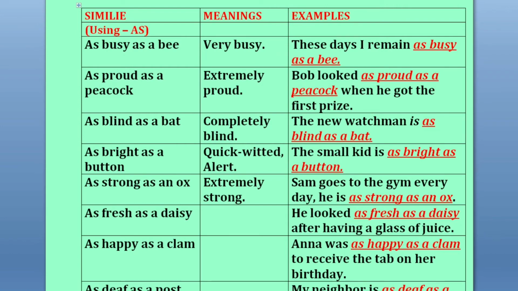So like this way you can compare and use this beautiful simile. So up next we will see the number 6 simile. The sixth one is as fresh as a daisy. That means very fresh and energetic.